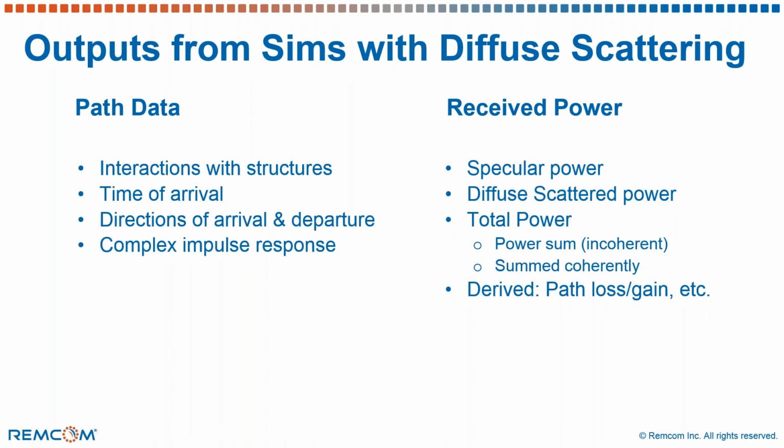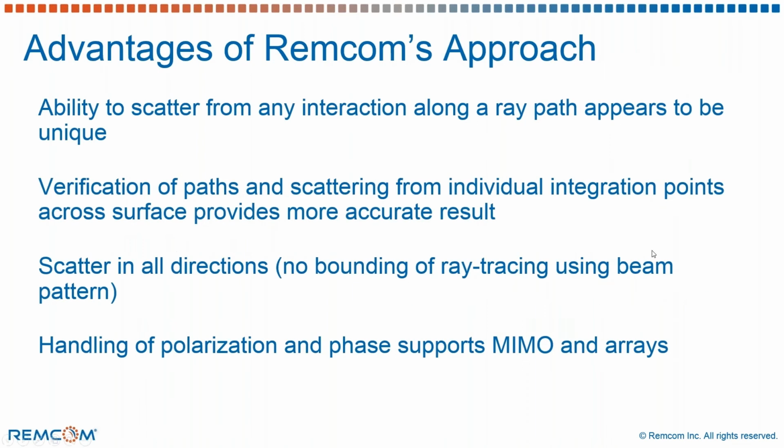There are many advantages to the approach that we've done in our model here. One is the ability to scatter from any interaction along a ray path. Compared to some other approaches, this appears to be fairly unique. It can allow us to have scattering at the beginning or at the end of a path. We also verify all of the small subpaths that we showed in the diagram a few slides back to make sure that all of those paths are valid and to make sure that the scattering is properly accounting for shadowing and other effects across the surfaces.